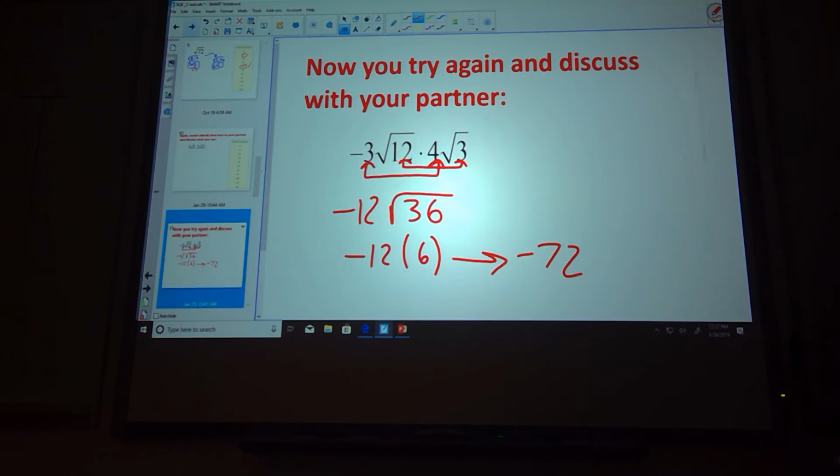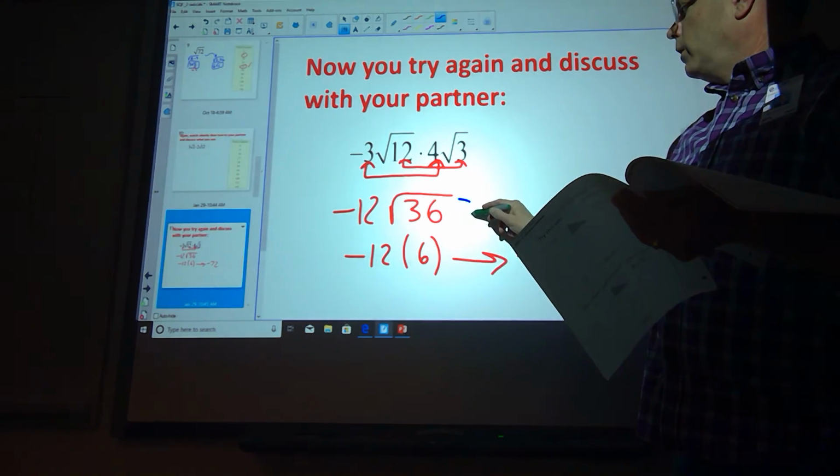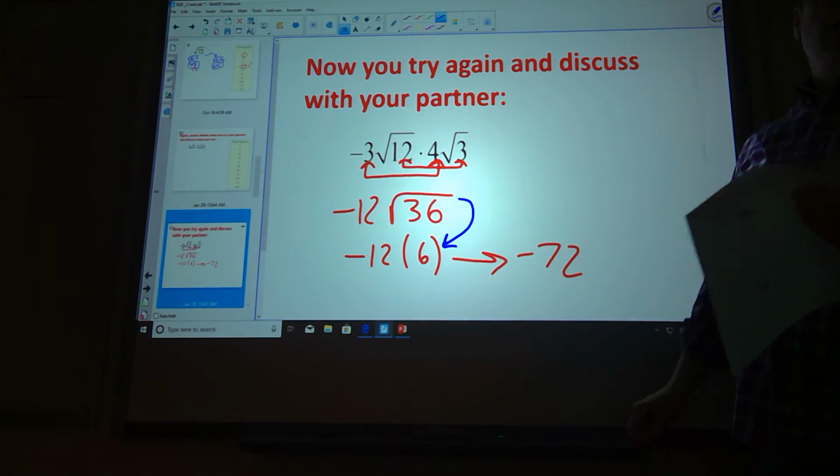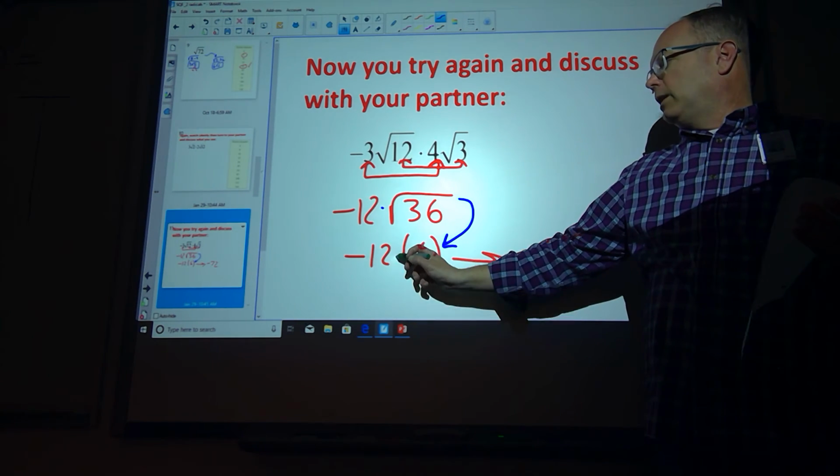Wait, since the square root of 36 is 6, why do you multiply it instead of square rooting it? Well, from here to here, I take the square root of 36 and I get that. That's why the square root sign's gone now. But I still had this negative 12 that was being multiplied times it.